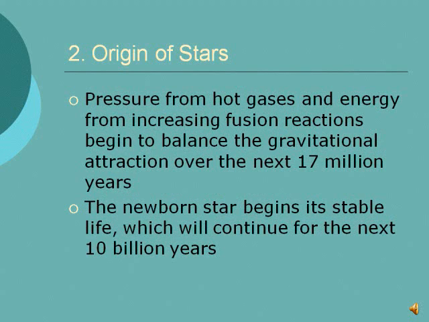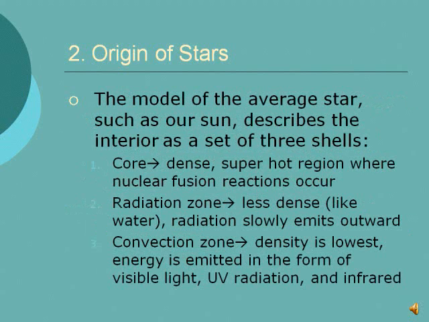The pressure from hot gases and energy from increasing fusion reactions begin to balance the gravitational attraction over the next 17 million years. A newborn star begins its stable life, which will continue for the next 10 billion years. Our sun is about halfway through its life cycle, so it still has a ways to go.